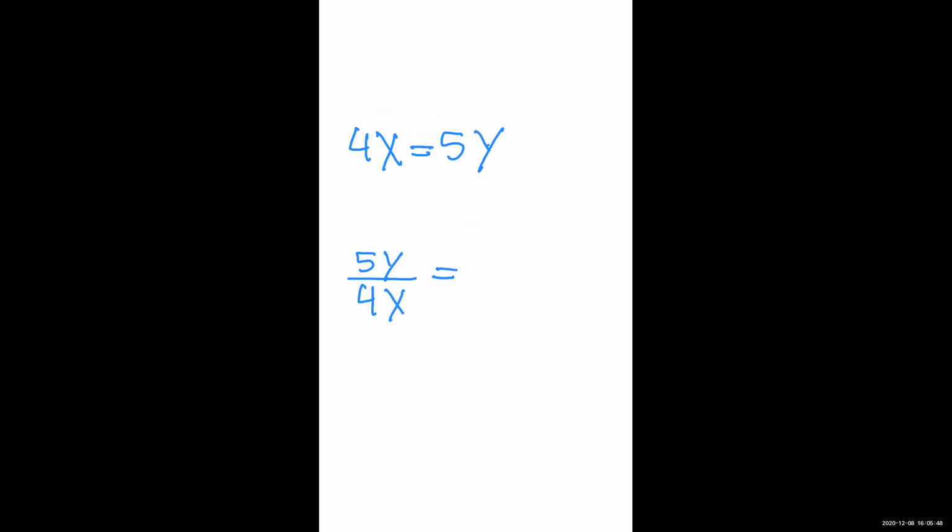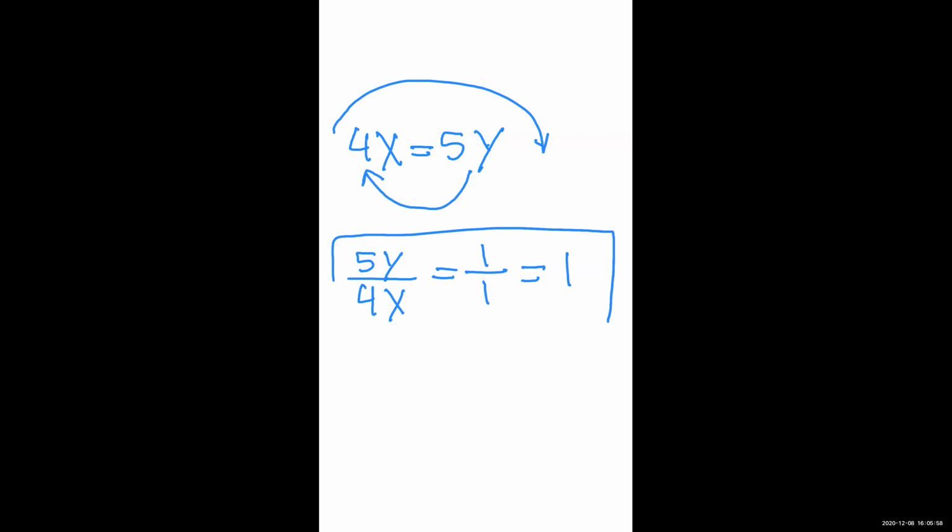Of course, 5y over 4x will equal 1 over 1, which is equal to 1. So 5y over 4x will equal 1, which is the first choice, letter A. Okay? Number 4.